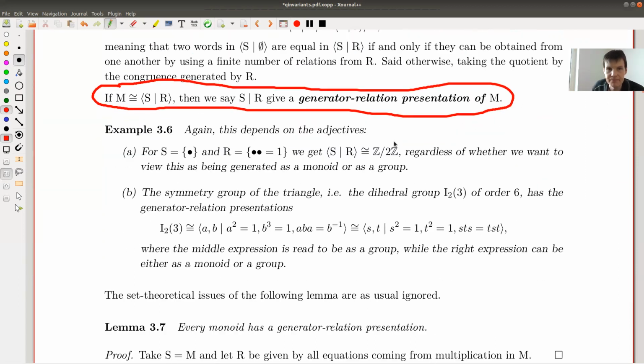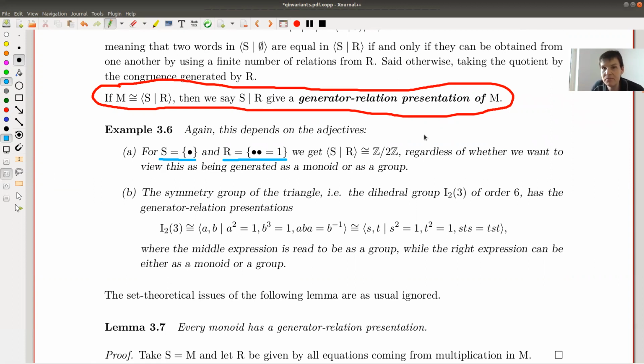Okay, so let me give you an example. You could do something like this. Same as before, I take my set to be one dot, okay? And I take my relations to be two dots equals one. Well, okay, that's my set of relations. And you would see that the monoid actually is Z mod 2.